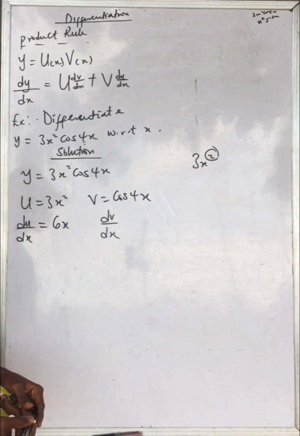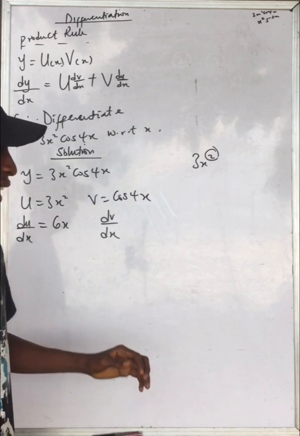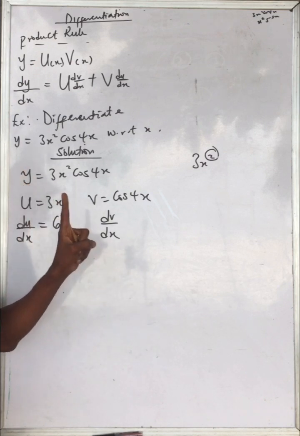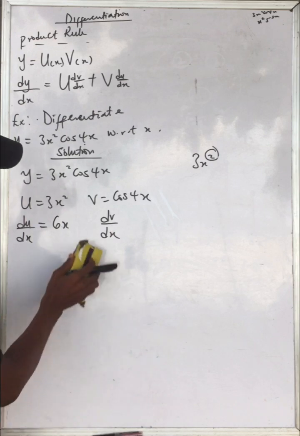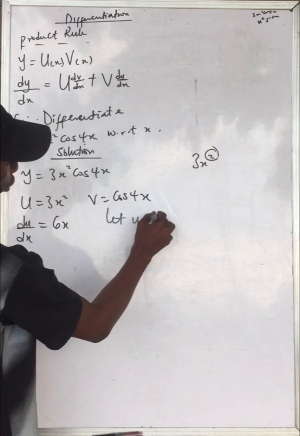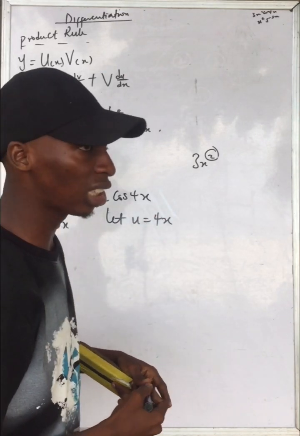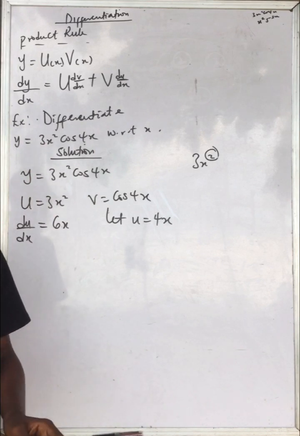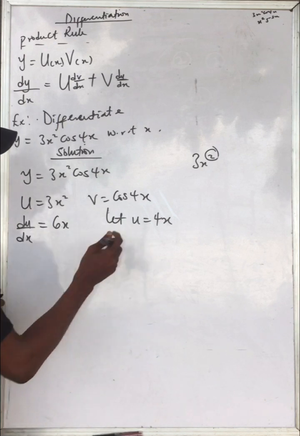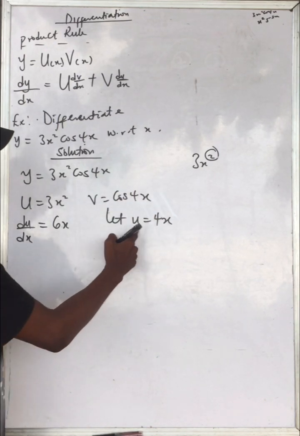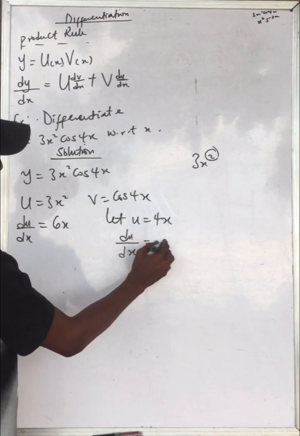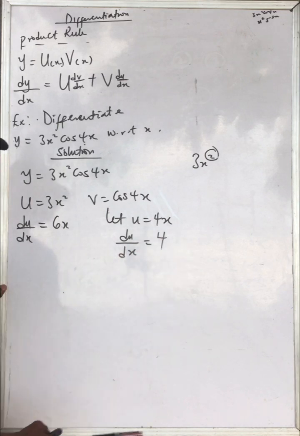Now dv dx looks a little bit complex. It requires a knowledge of function of a function in this case. Now take a look at what I'm going to do. First of all, we assume let u be equal to 4x, for example. I only know the differential of cos x and the differential of sin x. I don't know that of cos 4x. So we have to assume u is 4x in this case. If u is 4x, we differentiate u with respect to x, so my du dx is going to be 4.